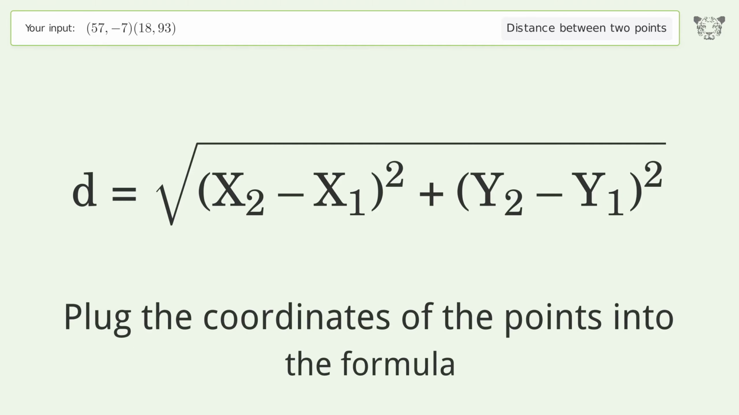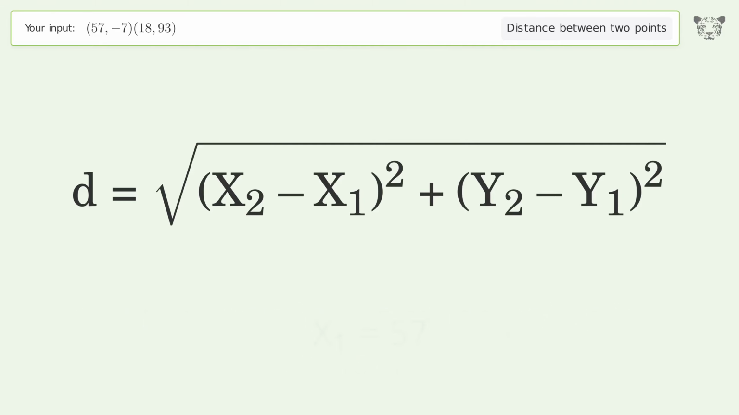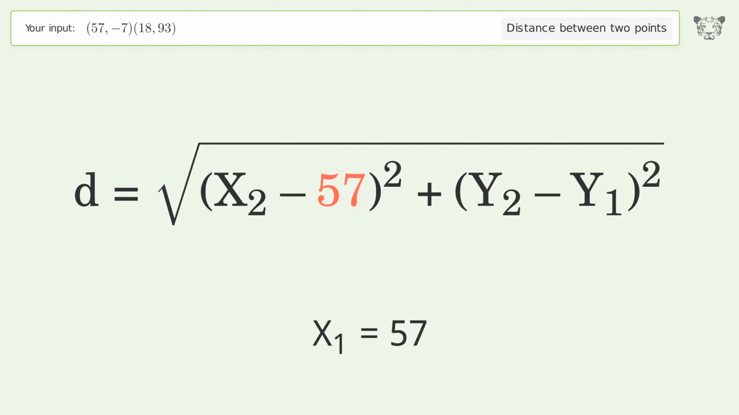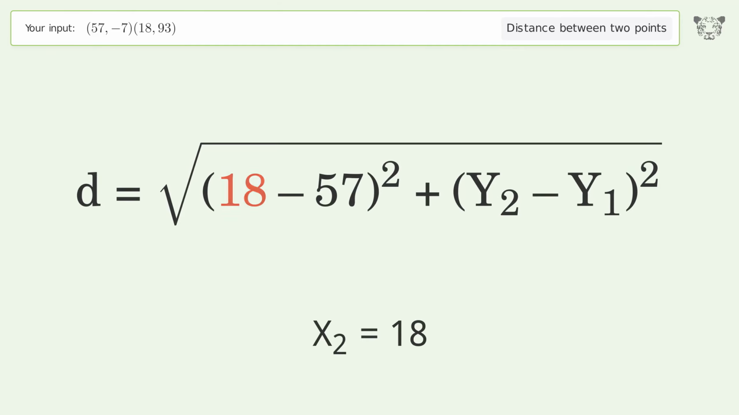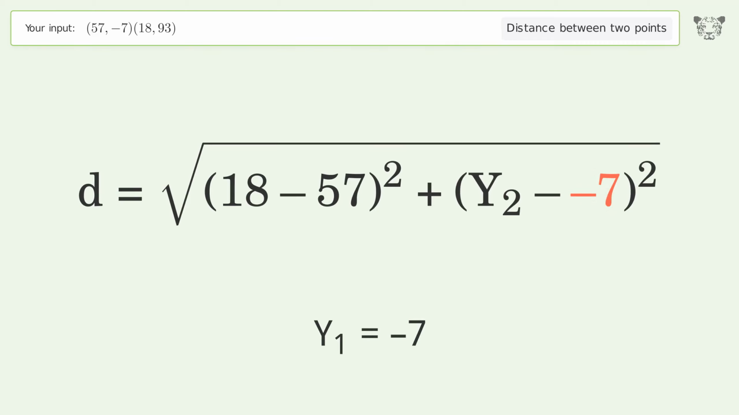Plug the coordinates of the points into the formula. x1 equals 57. x2 equals 18. y1 equals -7. y2 equals 93.